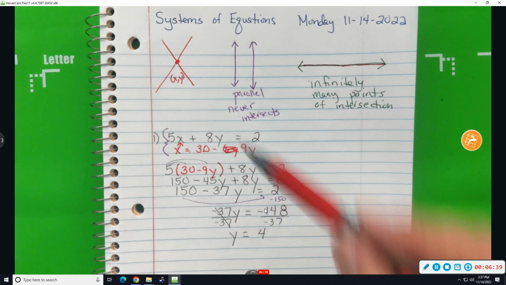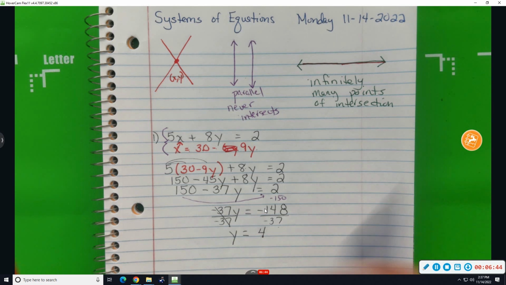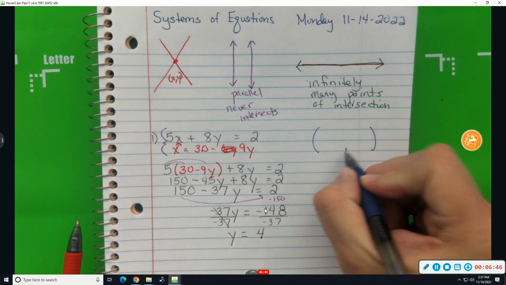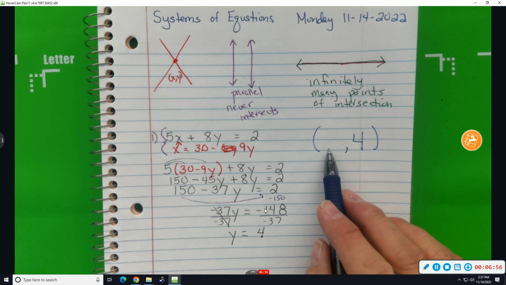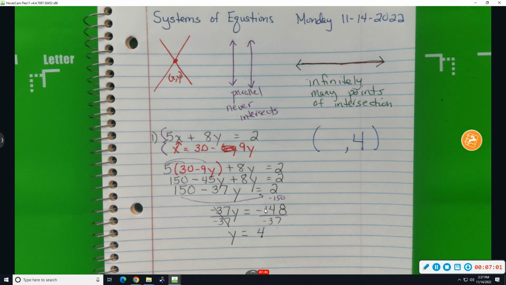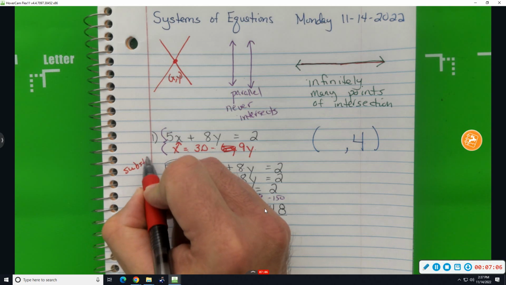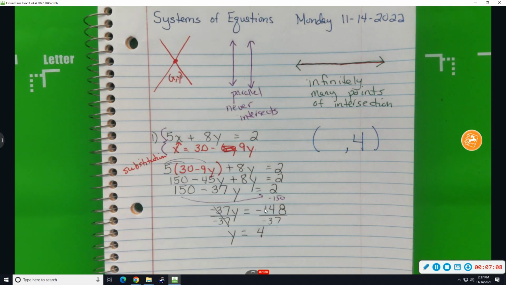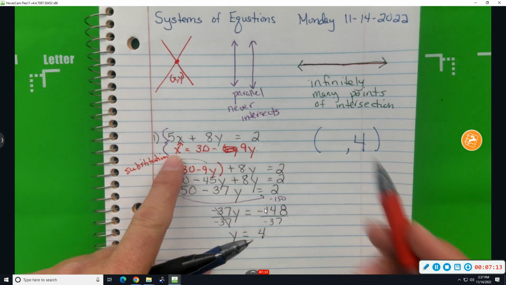What we've just found is the y value. Our answer is going to look like this. 4 is the y value. Well, how do we find the x value? We need to know the x. It's got to be an ordered pair x, y. Well, what's the name of this method? It's called substitution. Does that give you an idea of what we're going to do now? Substitute the 4 in for y, like right here.